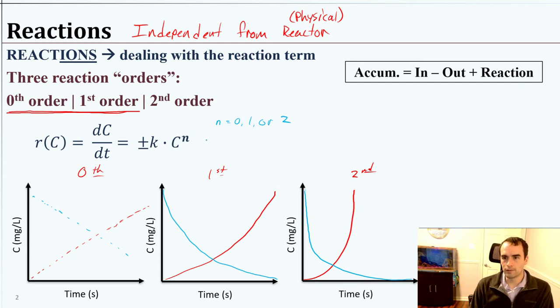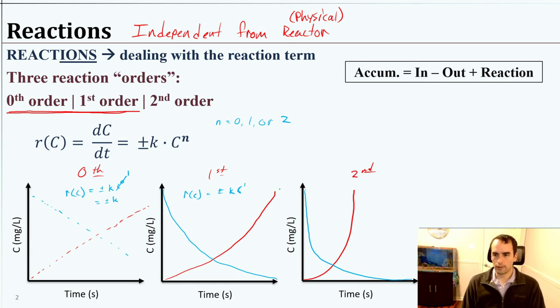So in the case of zeroth order, R of C equals plus or minus k times C to the zero, which goes to one. So this is equal to plus or minus k. That simplifies quite a bit. It doesn't matter how much we have in the bank account, it's just going to be growing $20 every month or whatever. First order, we're going to do the same thing: R of C is equal to plus or minus k times C to the one power, and C to the one power is just C. So that just stays as kC.